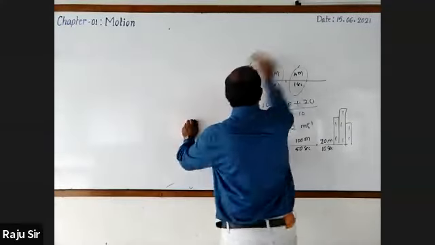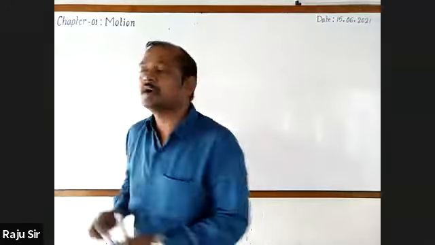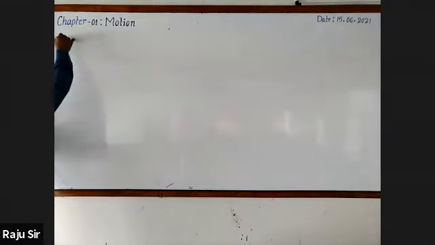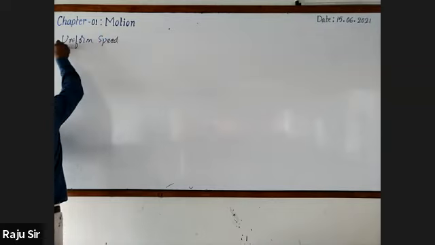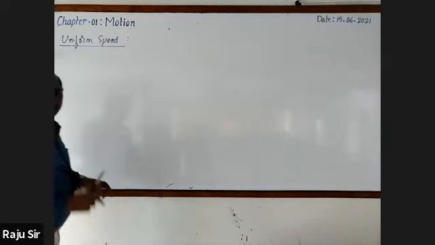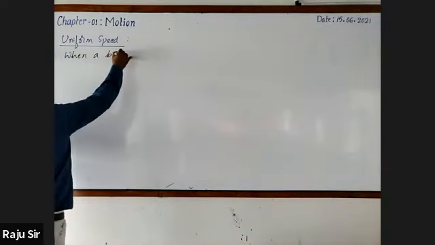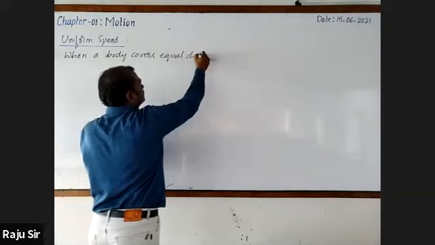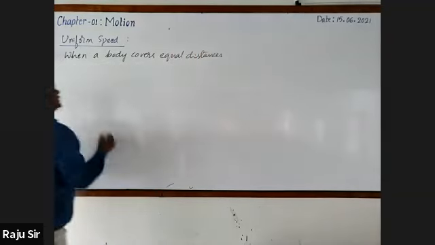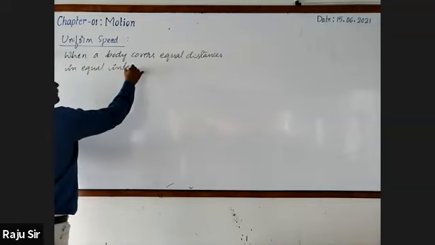Uniform speed or constant speed. Side heading: uniform speed or constant speed. When a body covers equal distances in equal intervals of time.